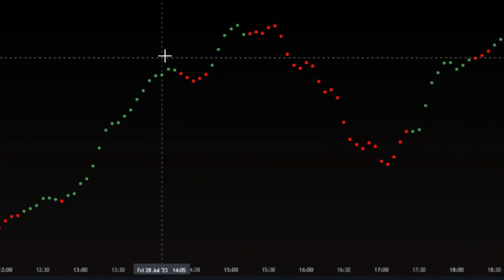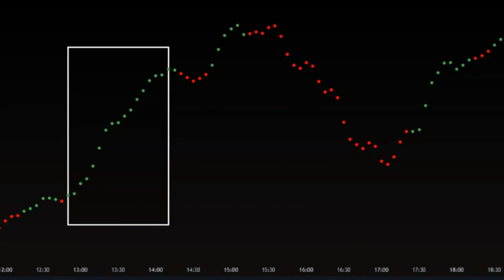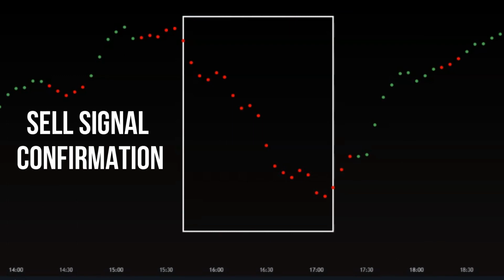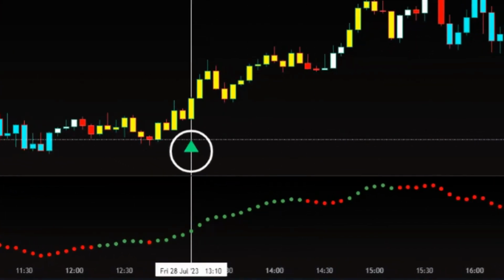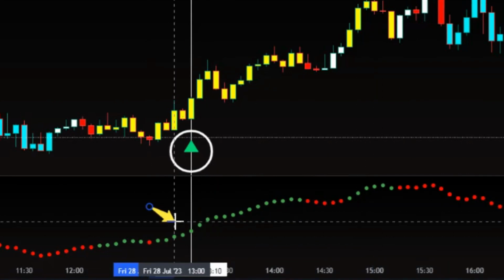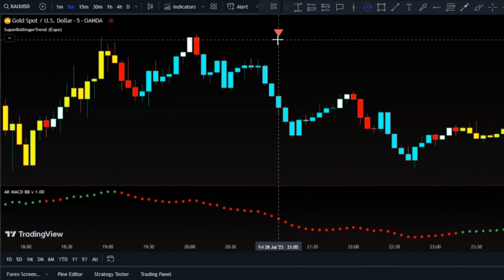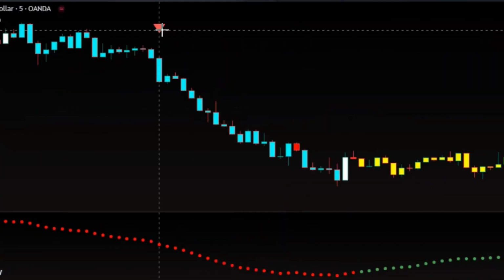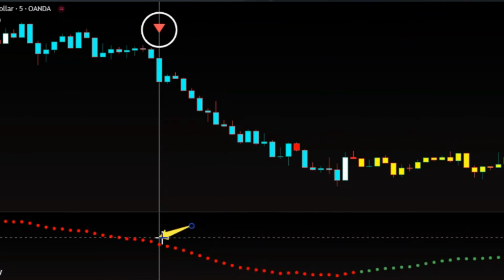Now here's the key. To confirm buy signals from the first indicator, we need a green dot from the AK MACD at the same time, and a red dot confirms a sell. For example, see this buy signal? The AK MACD shows a green dot right then. And here's a sell signal confirmed with a red dot. The AK MACD acts as a filter, validating the signals and weeding out bad trades.